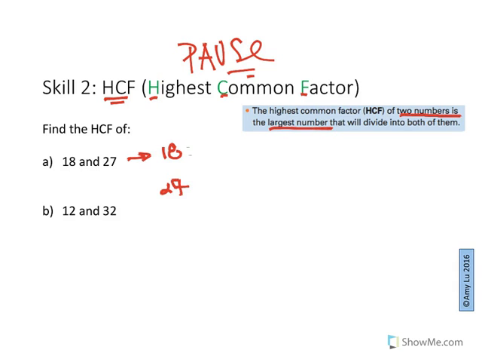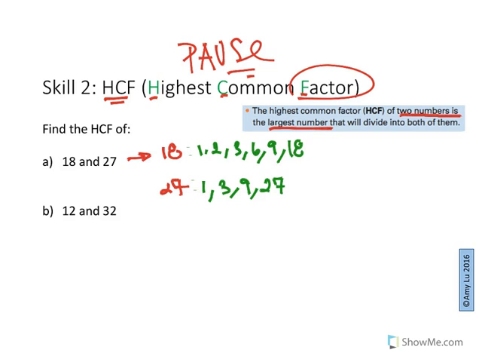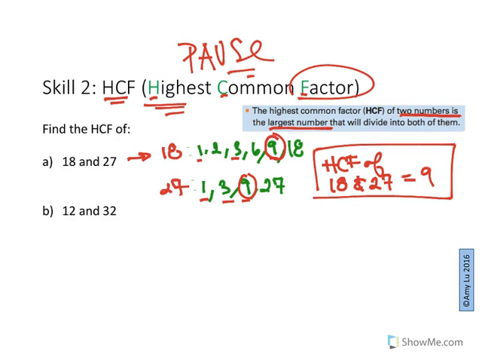If you did this, for 18 you'd have 1, 2, 3, 6, 9, and 18. For 27, you have 1, 3, 9, and 27. If we look at their factors, the highest common factor, the highest meaning the greatest common factor: there's 1, there's 3, and there's 9. The highest common factor is 9. So the HCF of 18 and 27 equals 9. And that's how you'd write out your answer.